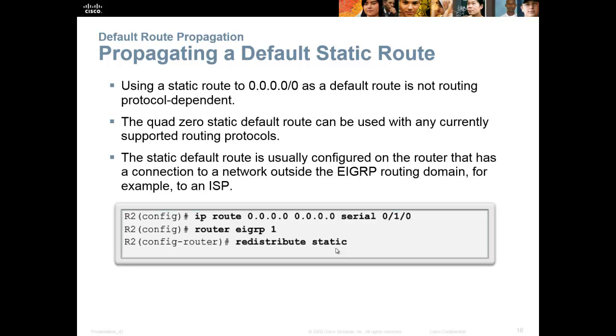So I've always remembered it as if it's an open standard protocol like RIP and OSPF, the command is default-information originate, which doesn't make a whole lot of sense. But if it's Cisco proprietary, it makes sense. So then it's redistribute static, if that helps.